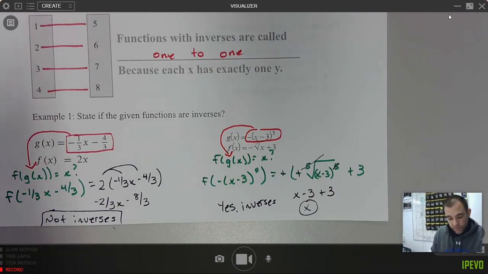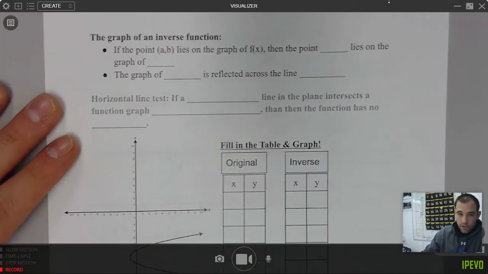Hopefully this is making sense. Please feel free to pause it if you need to. All right, let's look at our second page. Now we're going to look at it in graph form.